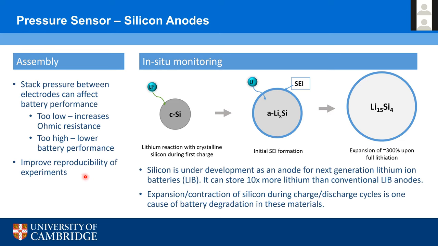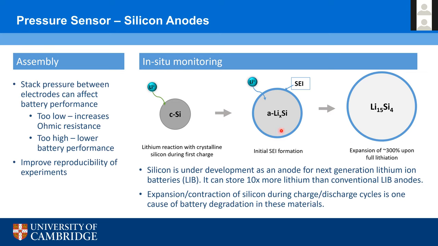The other main benefit, which I'll show you with a couple of examples, is that we'd like to do some in situ monitoring, monitoring the changes in pressure as we test and cycle the battery. This is particularly interesting in terms of silicon anodes, one of the materials I'm working on in my PhD. These are interesting materials because they can store 10 times more lithium, 10 times more energy than conventional lithium ion batteries. You start with crystalline silicon, and as you lithiate it, you go through amorphous phases, eventually getting to the crystalline Li15Si4 phase, where the silicon is expanded by around 300%.